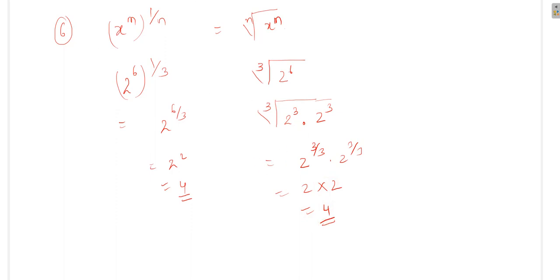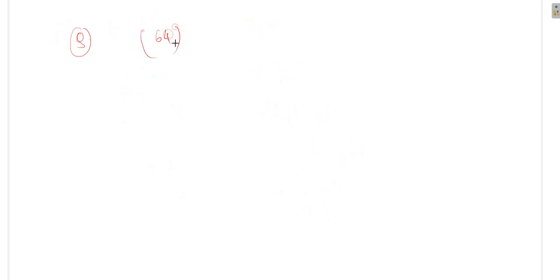So let us try to solve certain problems. 64 power 3 by 2. What is 64? 64 is 2 power 6, so 2 power 6 whole power 3 by 2. Now I'll be using the property: as it is a power of a power, the powers will be multiplied. 6 into 3 by 2, 3 threes are 9, so 2 power 9. What is 2 power 9? It is 512.